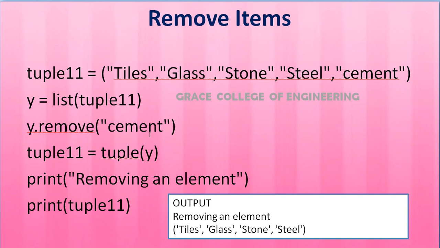Then this list will be converted to a tuple, tuple of y, and it is stored in tuple 11. Then print, removing an element, print tuple 11. So the output is tiles, glass, stone and steel. Cement is not present here.